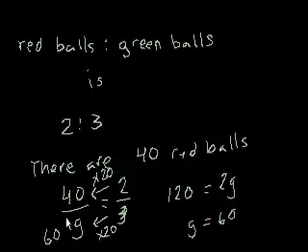A lot of you might actually find it more intuitive just to think about it. Well, if for every 2 red balls, there are 3 green balls, then if there are 40 red balls, it makes sense that there would be 60 green balls, because for every 20, there would be 30. For every 40, there would be 60. I hope I'm not completely confusing you. Let me give you another example.